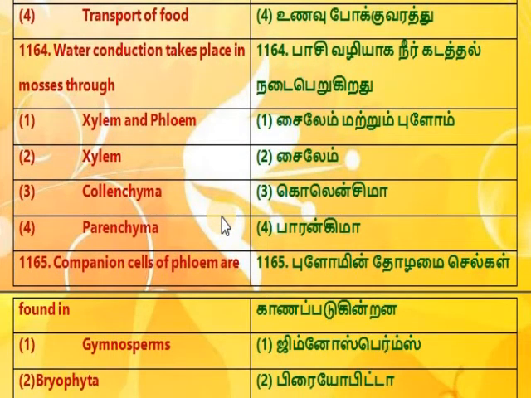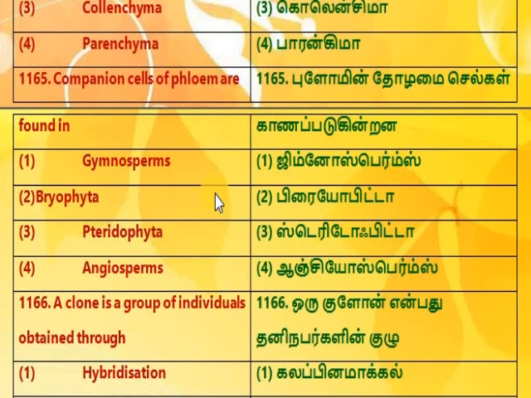1164. Water conduction takes place in mosses through: 1. Xylem and phloem, 2. Xylem, 3. Collenchyma, 4. Parenchyma. 1165. Companion cells of phloem are found in: 1. Gymnosperms, 2. Bryophyta, 3. Pteridophyta, 4. Angiosperms.